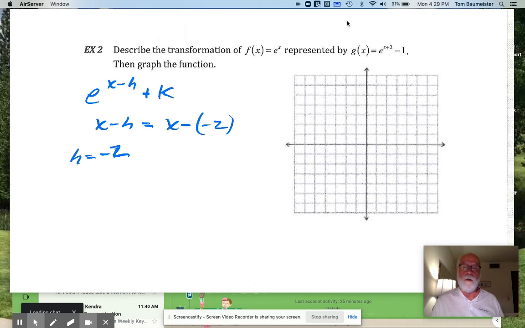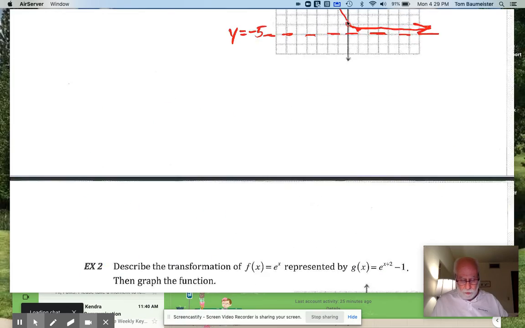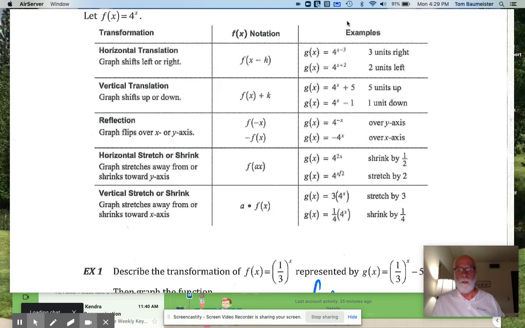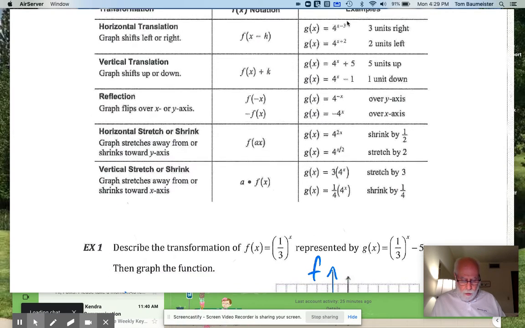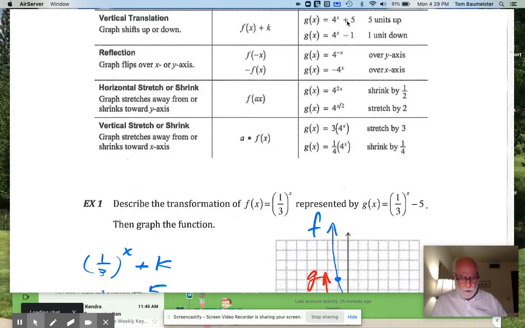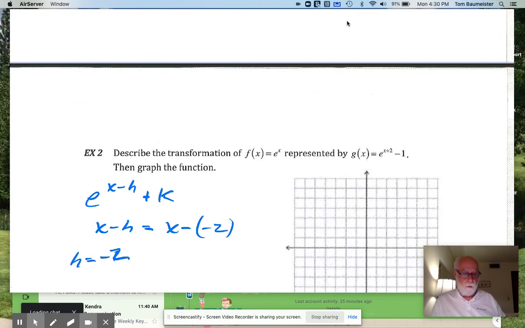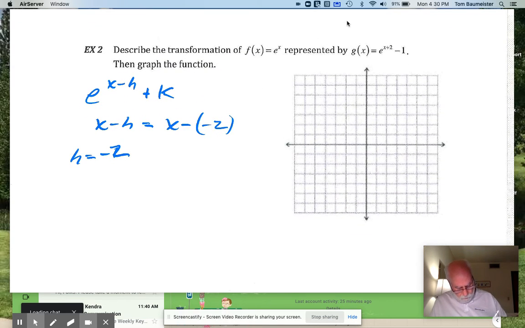And remember, what is that going to do? That's going to shift it left or right. Which one is it going to shift it? Hopefully you'll remember. If you're not sure, go up here. Which way is it going to shift it? Since it's plus 2 there, it's going to shift it to the left. Just remember H is equal to negative 2. So that means we're going to go 2 left. And our K is minus 1. So that tells us we're going to go 1 down.